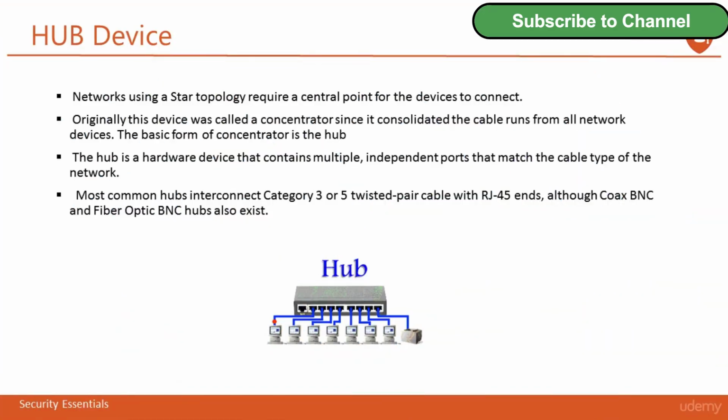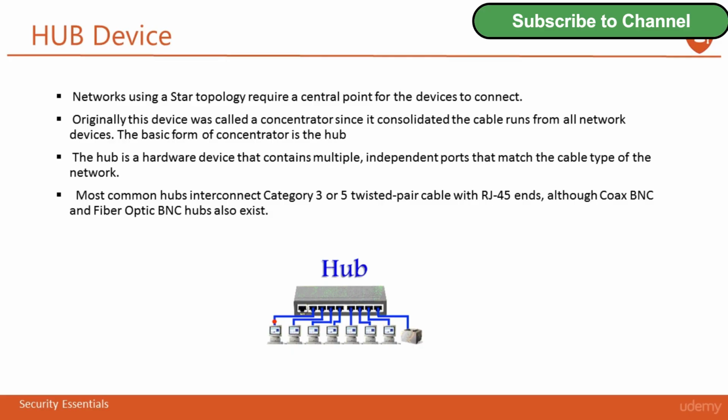We are connected in a topology by using a wire or cable or by using a Wi-Fi connection. Networks using a star topology require a central point for the devices to connect. Originally, this device was called a concentrator, since it consolidated the cable runs from all the network devices. The basic form of a concentrator is the hub. The hub is a hardware device that contains multiple independent ports that match the cable types of the network. Most common hubs interconnect category 3 or 5 twisted pair cables with RJ45 ends, although coax BNC and fiber optic hubs also do exist.